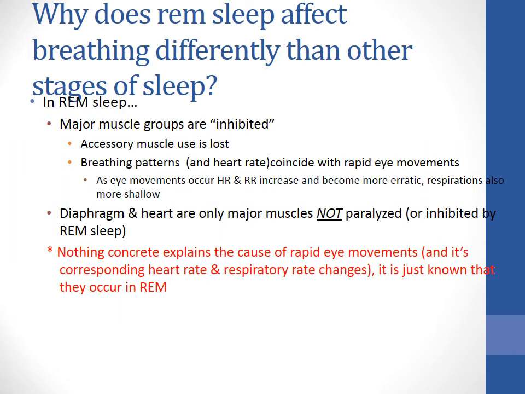The diaphragm and heart are the only major muscles that are not paralyzed or inhibited during REM sleep. So they're the ones with the most control during this time. Nothing concrete explains the cause of rapid eye movements and why or how the heart rate and respiratory rate become so erratic during that stage of sleep, but it's known that respiratory rate and heart rate do change during REM sleep, that they do become less regular, so to speak. Let's go on to our next slide.